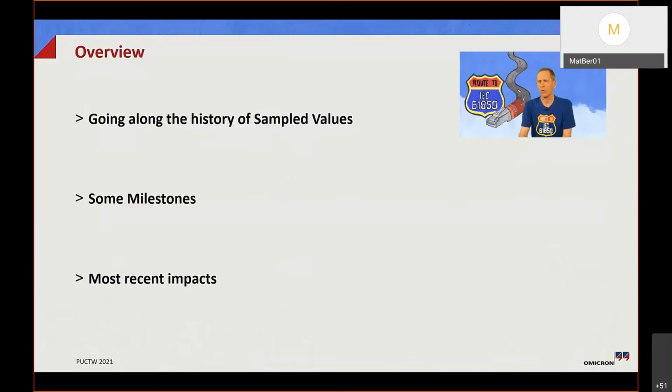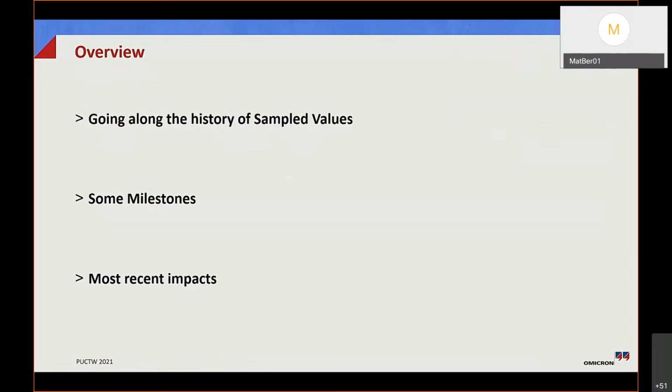I will go with you along the history of sampled values. By doing so, we will come across a couple of milestones. And at the end, we will look at the most recent impacts that we got from the developments and what that means for us when dealing with sampled values.